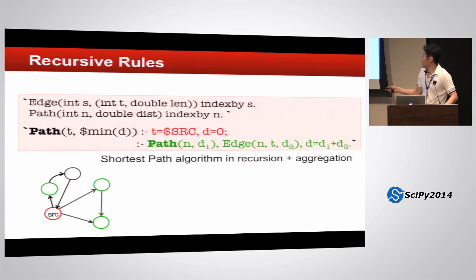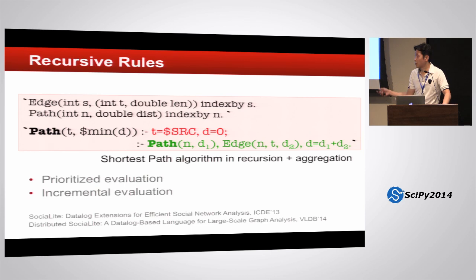And for the neighbor nodes of that source node, we are updating their distance to be 1 in this case. So in the first rule body, we are setting the distance for this node. And for the second rule body here, we are updating the neighbor nodes and then recursively their neighbor nodes. And because of the characteristics of this aggregate function, we can apply prioritized evaluation and incremental evaluation.